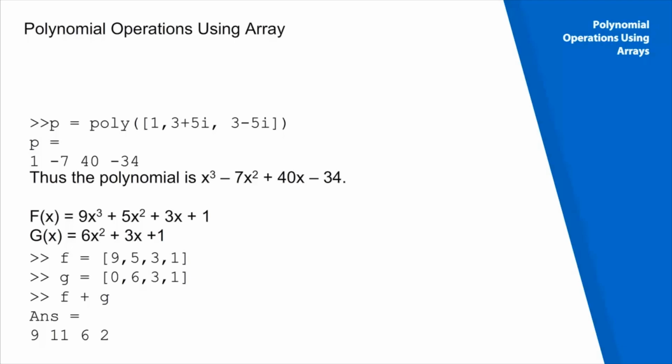If they are of different degree, as shown here, that is f(x) is 9x cubed plus 5x squared plus 3x plus 1, and g(x) is 6x squared plus 3x plus 1, we will write f as 9 5 3 1 and g as 0 6 3 1. We add a 0 to g to tell MATLAB that g is also a third degree polynomial, but with initial coefficient 0. After this, we can perform our polynomial addition, that is f plus g, and we get our answer as 9, 11, 6 and 2.